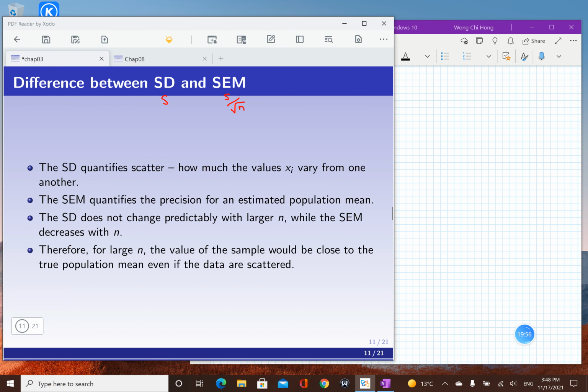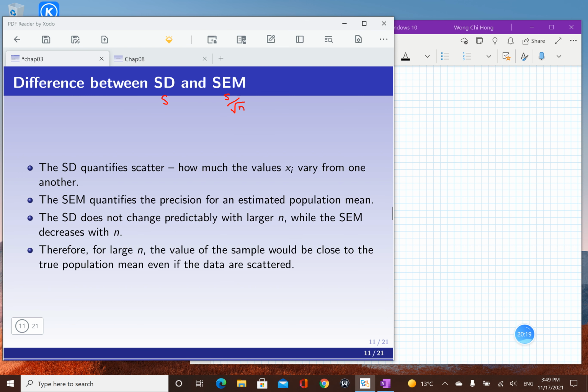Okay, so that means some of them will be too large, some of them will be too small, then the effect of them will just cancel out. So you still have the sample mean very close to the true mean value, even though the spread of all x's could be large. Okay? The difference between the two is this.